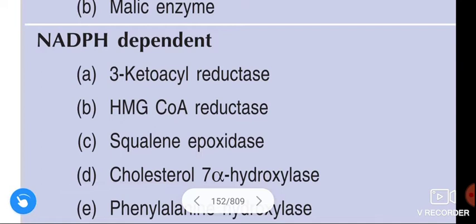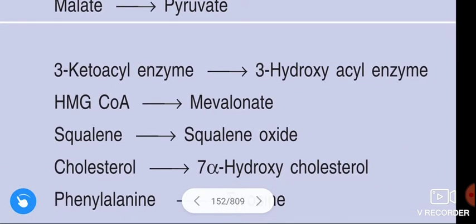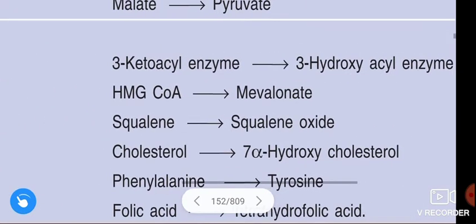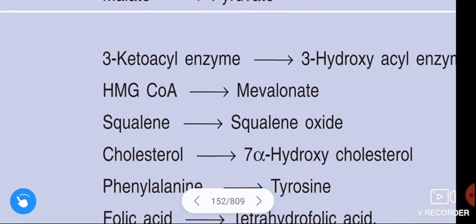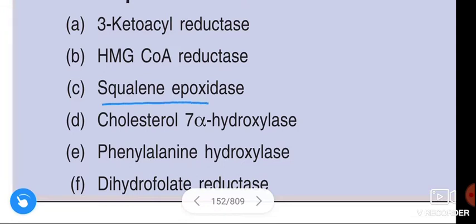First, 3-ketoacyl reductase. 3-ketoacyl reductase helps in conversion of 3-ketoacyl enzyme to 3-hydroxyacyl enzyme. Next enzyme is HMG-CoA reductase. HMG-CoA reductase helps in conversion of HMG-CoA to mevalonate. Next enzyme is squalene epoxidase.